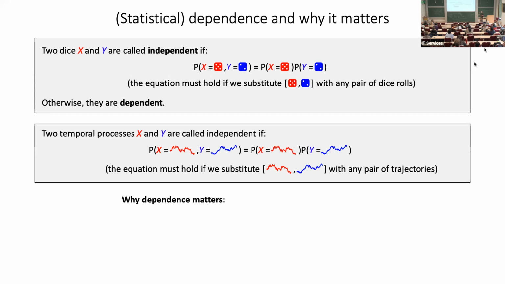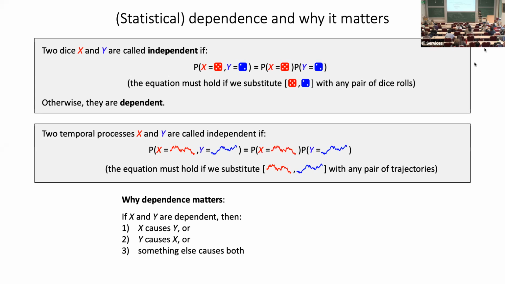So why does dependence matter? I'll make a claim now and then I'll talk a little bit about it. I claim if X and Y are dependent, then one of three things is true. Either X causes Y, or Y causes X, or something else causes both. And this is known as the common cause principle, often attributed to Hans Reichenbach. I can't prove this from math. This is a way that we think about the world around us intuitively, but I've spelled it out here. And it's also often thought of as a cornerstone of the modern statistical theory of causality.